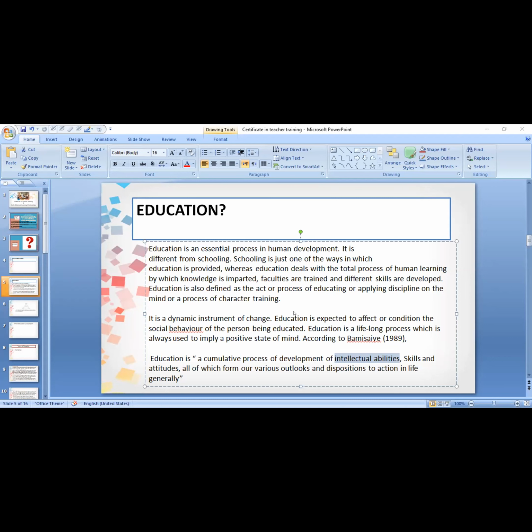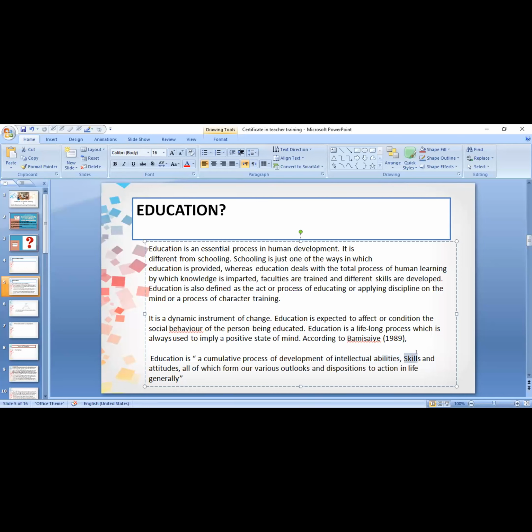So intelligence is related to the mind: how the students are thinking, how they are planning, their logical thinking, how they are understanding. All those are related to intellectual abilities. It's how the mind works, how their thinking pattern works, and how their brain works. And also it's the development of skills.